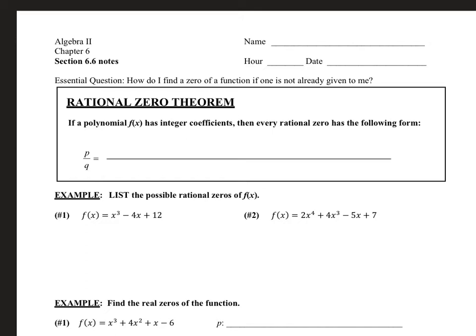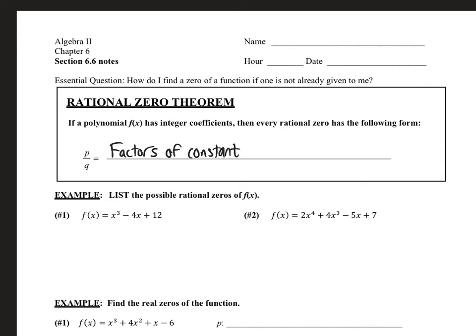So our essential question is, how do I find a zero of a function if one is not already given to me? All right, so this is called our P's and Q's. The rational zero theorem says if a polynomial f of x has integer coefficients, then every rational zero has the following form. P in this rational zero theorem is the factors of the constant term.